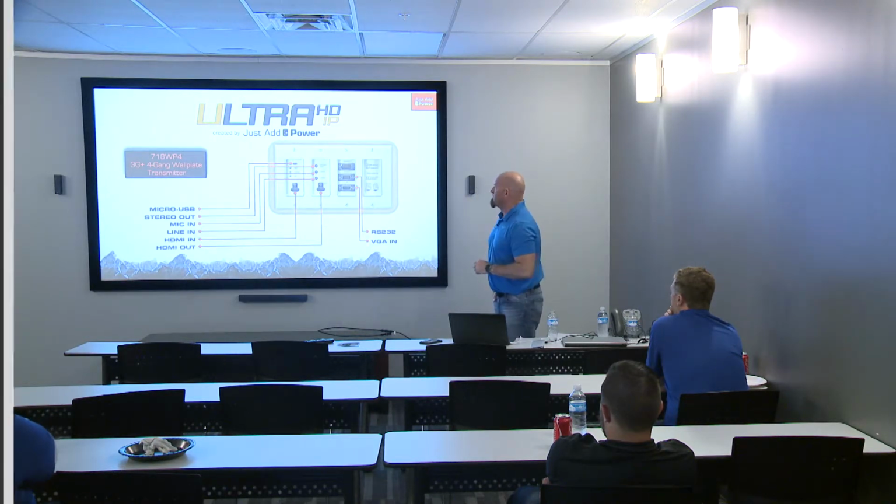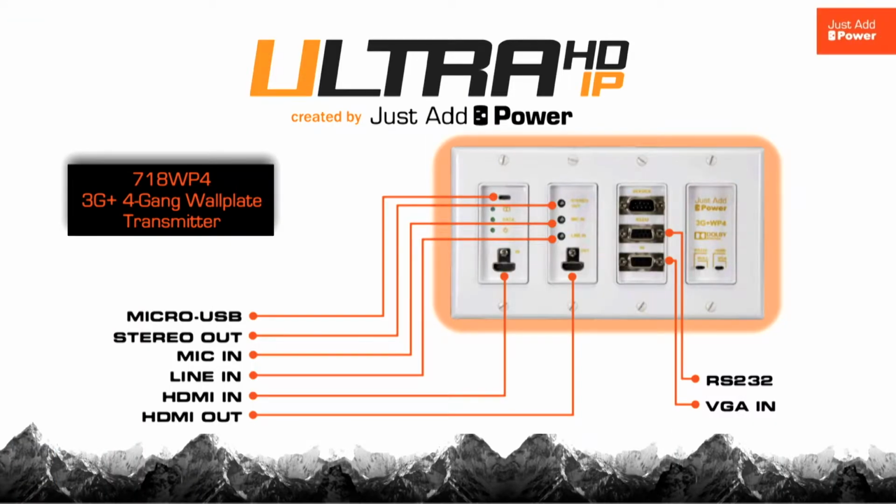Next, we have the 718 WP4. So this is a 4-gang version, but this has a couple more things. It has an HDMI out. In addition, it has the audio de-embedding. So if we need to strip the audio from the HDMI, we can. We also have a mic level in and a line level in on this one. Adds a little bit more cost to it versus the 2-gang, but works great.